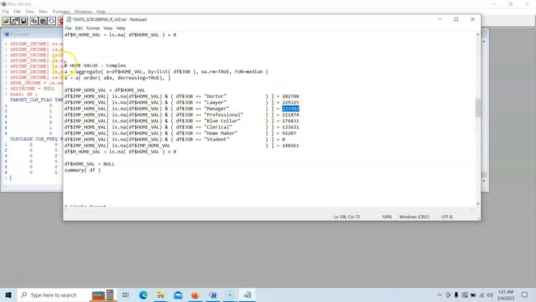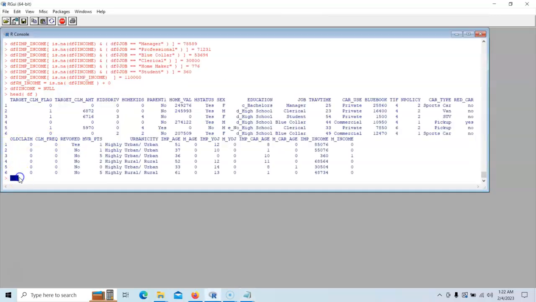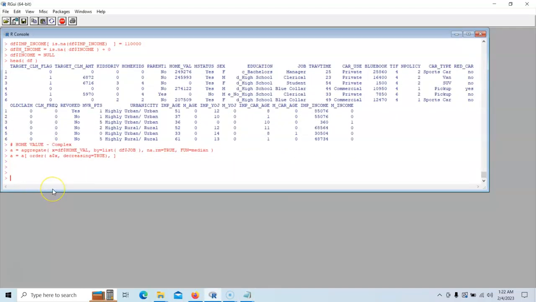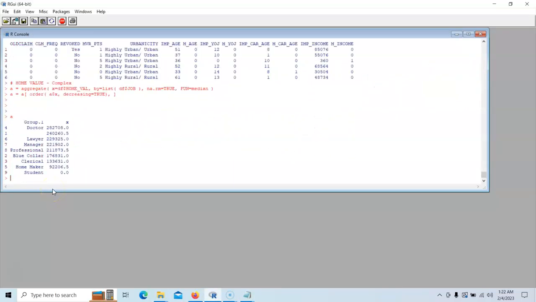I could say, what's the home value? Break it down by your job, and let's see what they do. Let's take a quick look. And you can see that, again, doctors have expensive houses, and then lawyers and managers, etc. And the students, their house is worth 0. Why? Well, that's because most students live in a dorm or an apartment. They don't own a house. So that's something else to do.